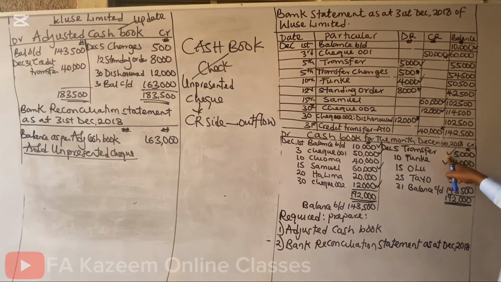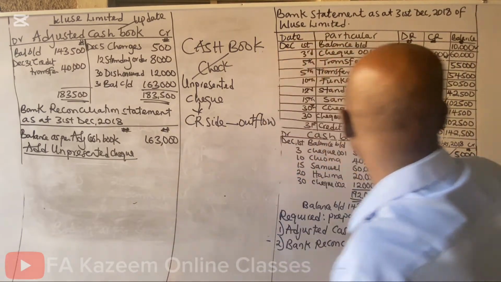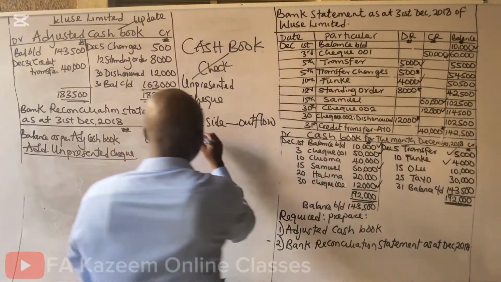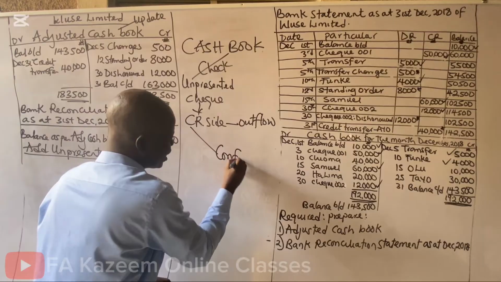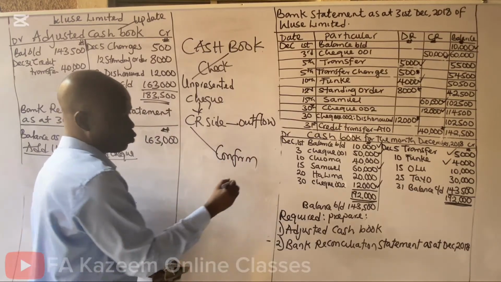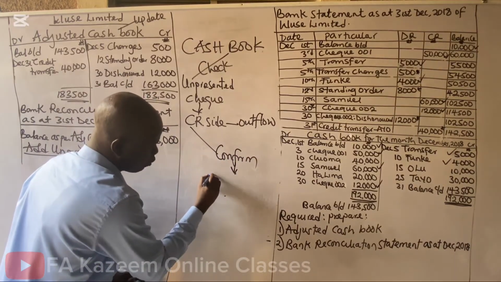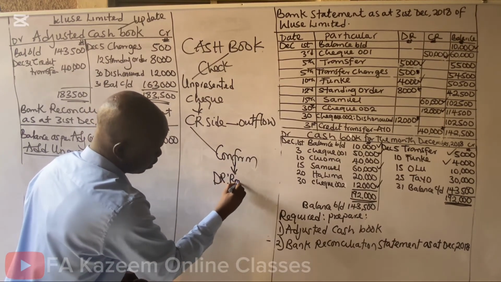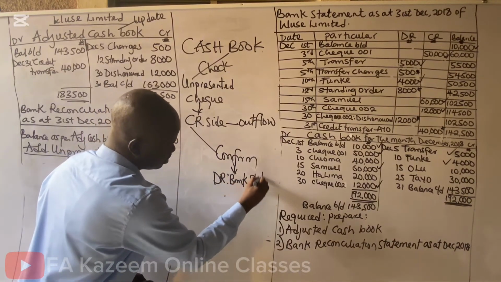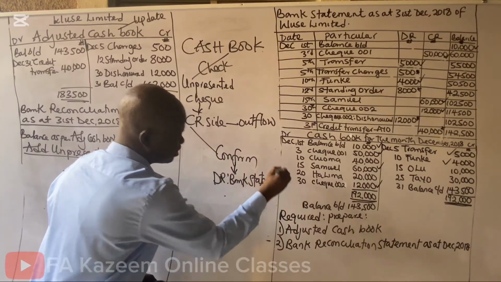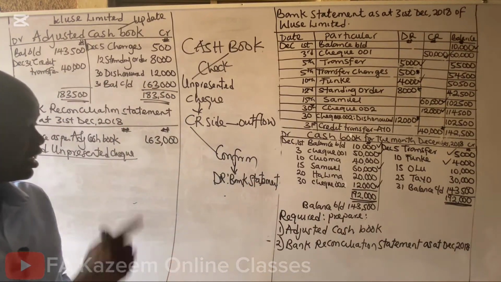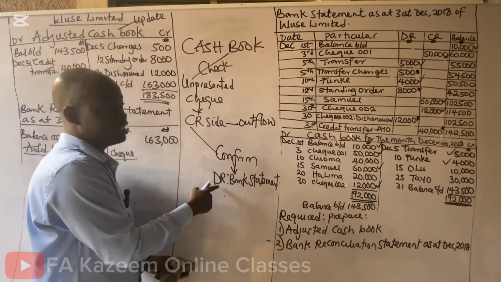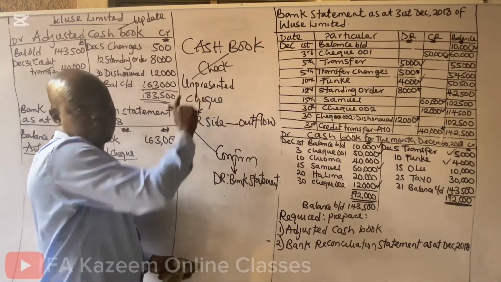Meaning, as we are checking it, how are we going to confirm that that person takes the check to the bank? We are going to confirm it. Whether the person takes the check to the bank, we'll confirm it on the debit side of our bank statement. This is where we'll confirm whether the person takes the check to the bank or not. If we confirm it on the bank debit side and that check is not there, it shows that that check has not been presented.